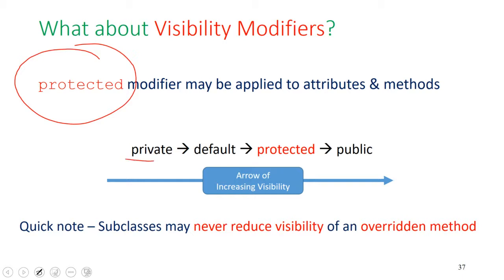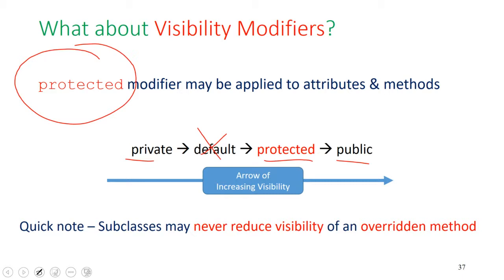So private is a keyword, public, and protected is the new keyword. Default is the absence of a keyword. You remember, it's not actually a keyword that you use as a visibility modifier. It's just when something is not private, protected, or public, then we say it's default visibility. So we have one more visibility modifier keyword to take into consideration.